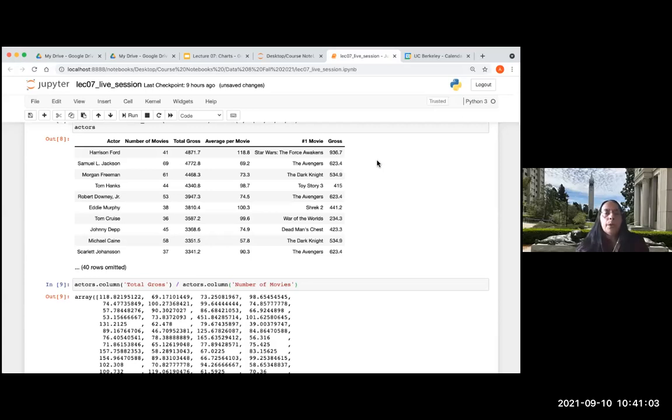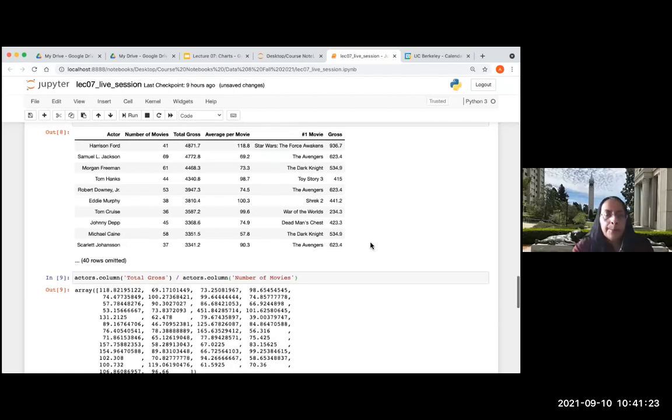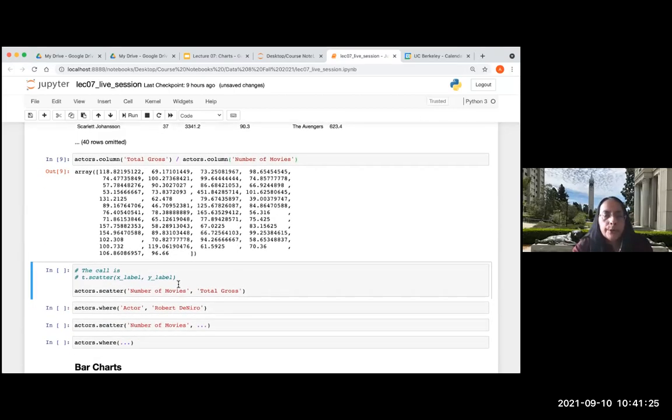Okay, so what we're going to do is look at the relation between the number of movies that these actors are in and the total gross income. And there's no natural sequence because the individual is the actor and the actor changes from point to point. So what we're going to do is draw a scatter diagram, and the call is just like plot. Table.scatter, label of the x-axis variable, label of the y-axis variable.